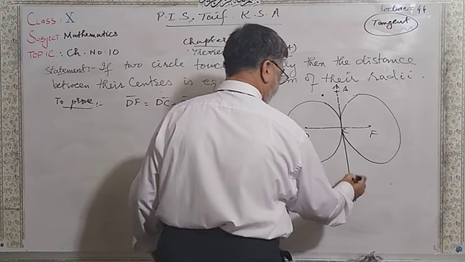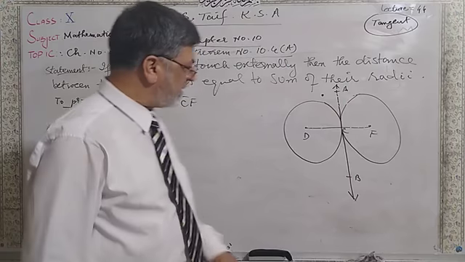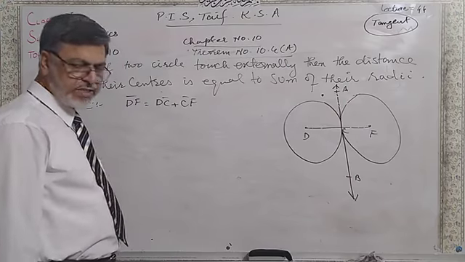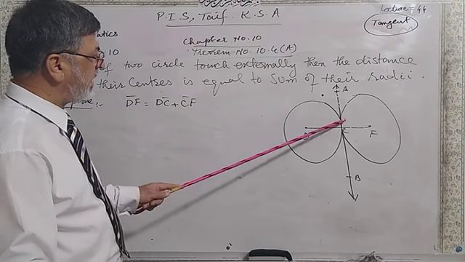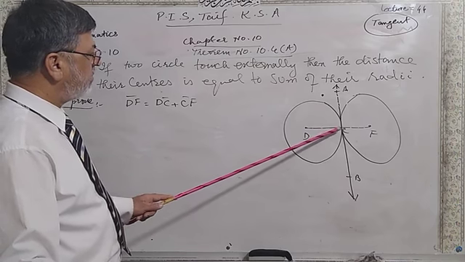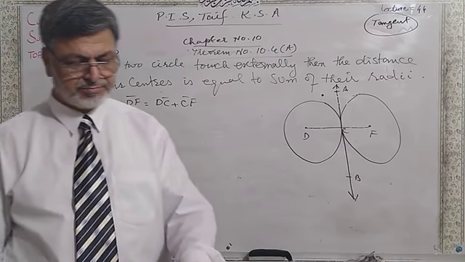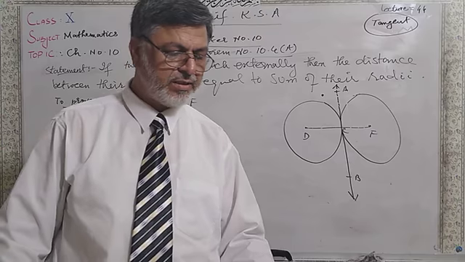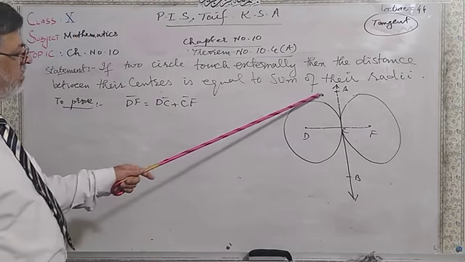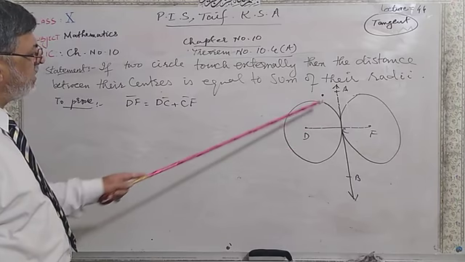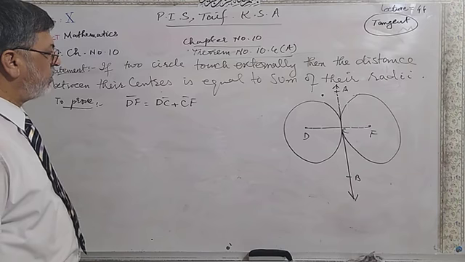A, C and B. Suppose this is the common tangent. What is the construction? Draw a common tangent ACB passing through C.